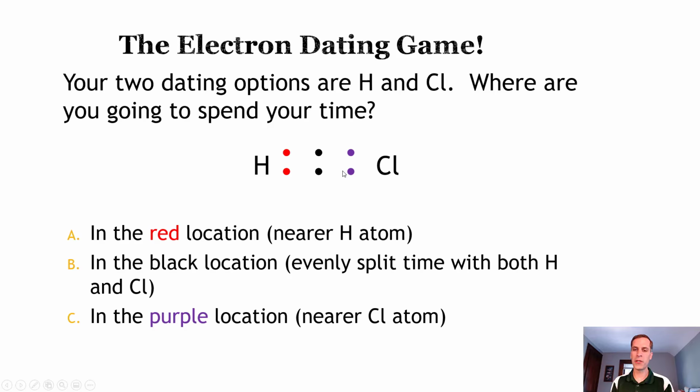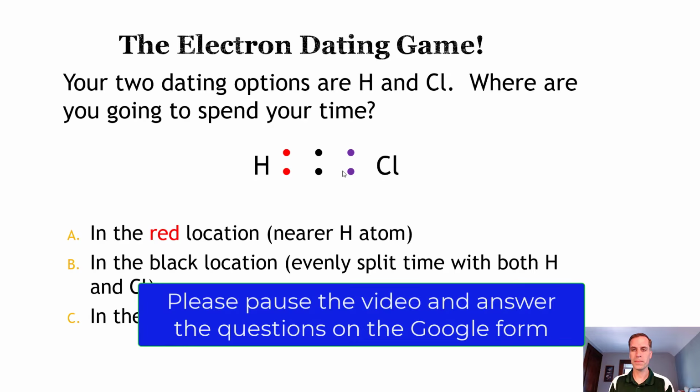So think about our periodic trends, think about the attractive forces that would be applying in this particular situation, and see which of those two locations you actually think might be better. Do you think it would be better to be near the hydrogen, near the chlorine, or do you think it would be relatively equal? So take a few moments, answer that on the Google Sheet, give your reasoning, and then we'll come back and we'll talk about it for just a moment.